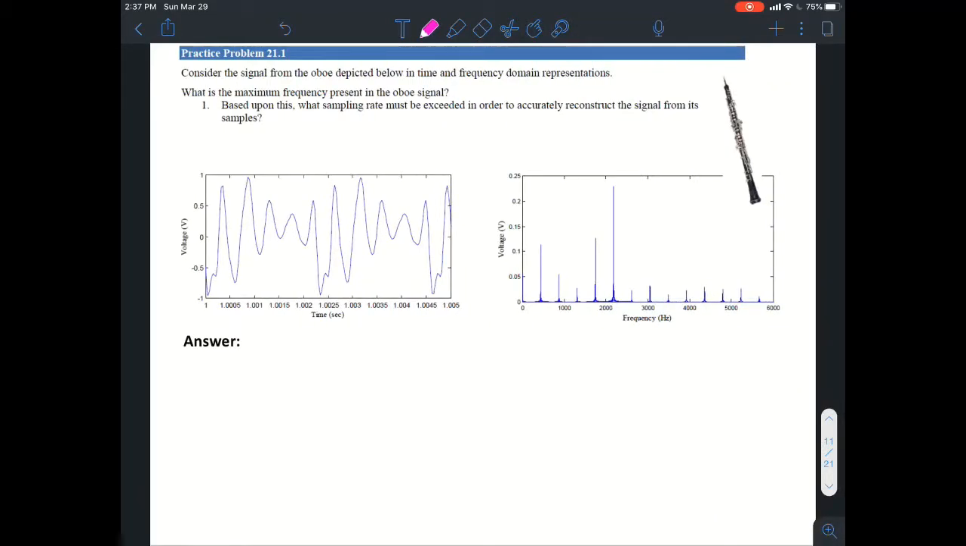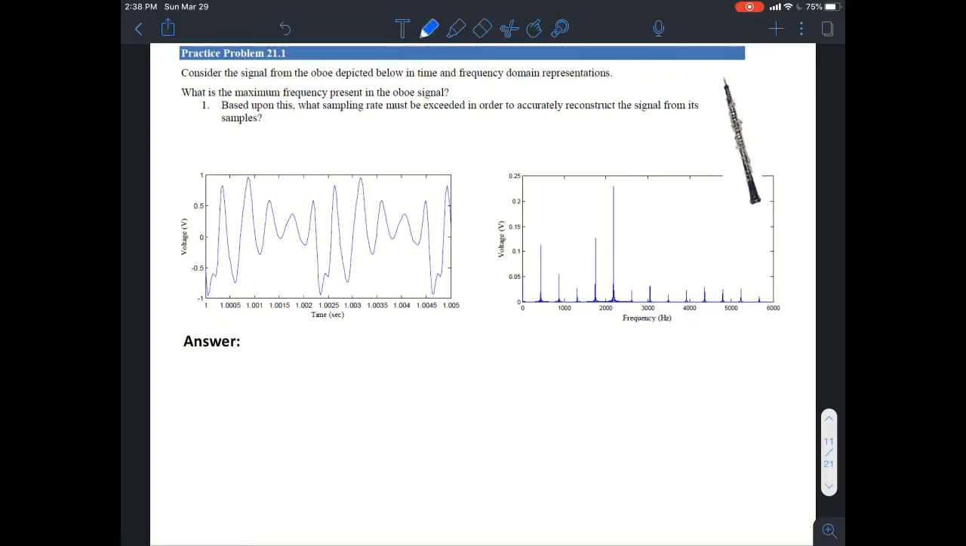Okay, so here we have a practice problem. They want us to consider the signal from an oboe that's depicted below, and they have the time domain and the frequency domain. Based upon that, they want to know what is the maximum frequency represented in the oboe signal. We can use the frequency domain to grab that. And then they want us to figure out what's the sampling rate that must be exceeded in order to accurately reconstruct this signal from its samples. So what I want you to do is pause it, use the information that we've talked about thus far, go ahead and work that, and then come back, and then we'll go through it together.